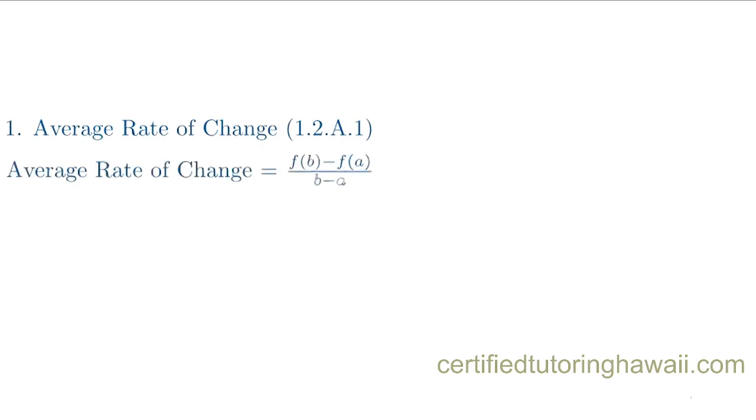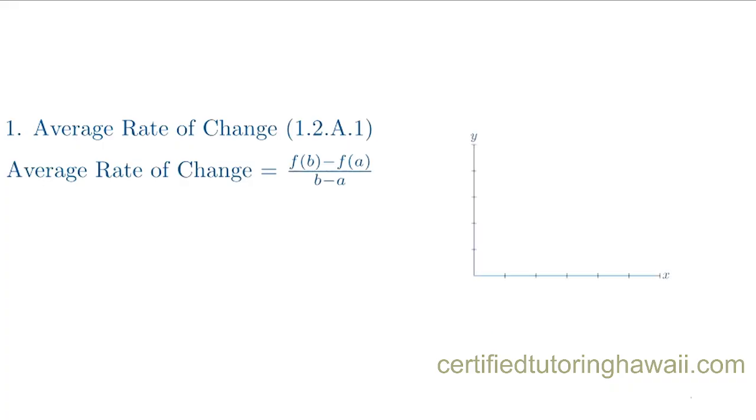The average rate of change of a function f over an interval from a to b is given by the formula: the quantity f of b minus f of a, all divided by b minus a. This formula tells us the constant rate that would produce the same overall change in the function's output over the interval from a to b.